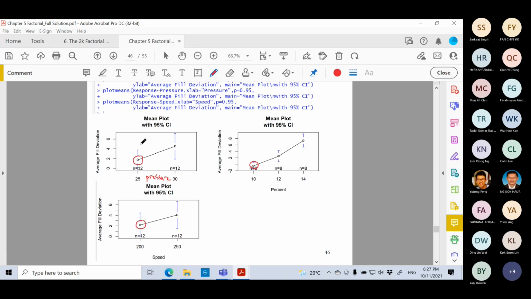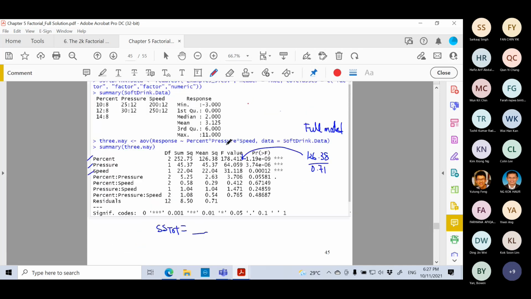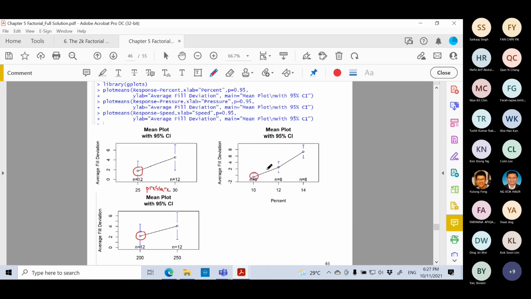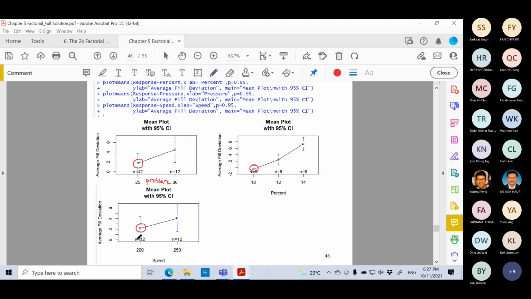Because the interaction is not significant at all, only the main factors will be significant. Therefore, if I wish to get closer to 0, or the minimum, then I will choose the pressure at 25, the percent at 10, and for the other one, 200. The 200 is for the speed. So these are the three conclusions you can make based on the analysis.